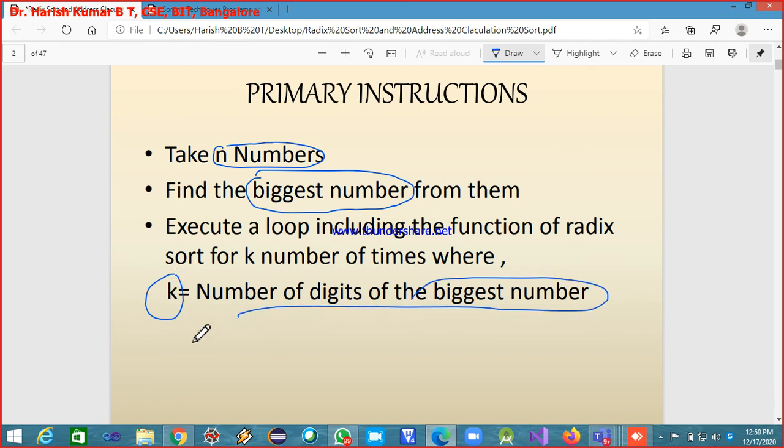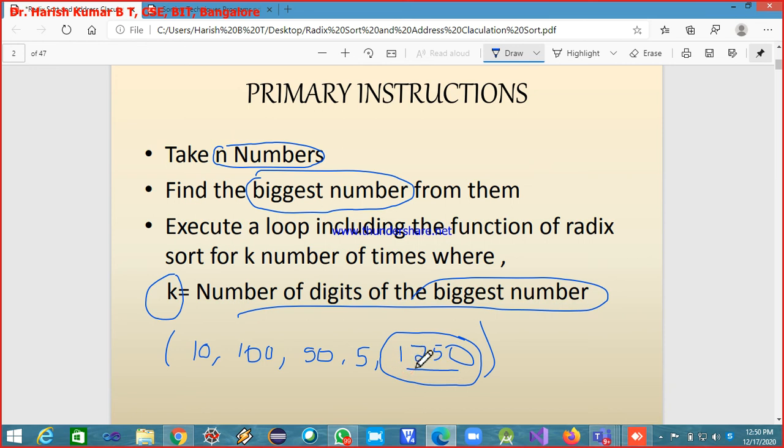Say for example, I have the array something like this: 10, 100, 50, and the next element is 5. Say one more element I have, 1250. Now in this unsorted array, what is the biggest number? The biggest number is 1250, and how many digits does it have? 4 digits.